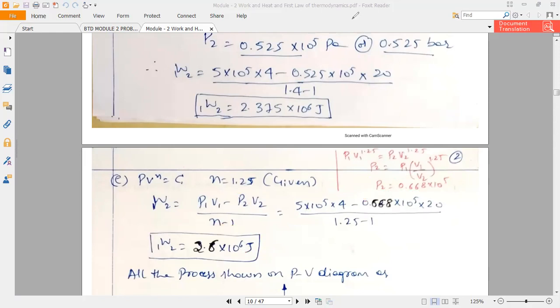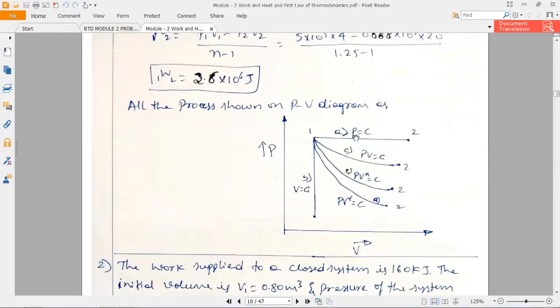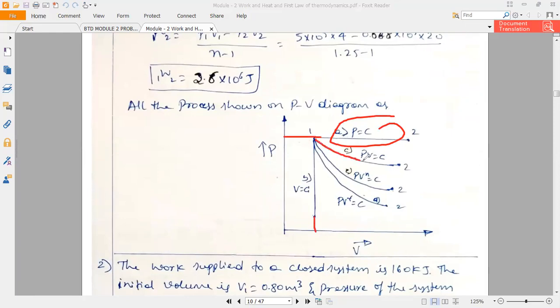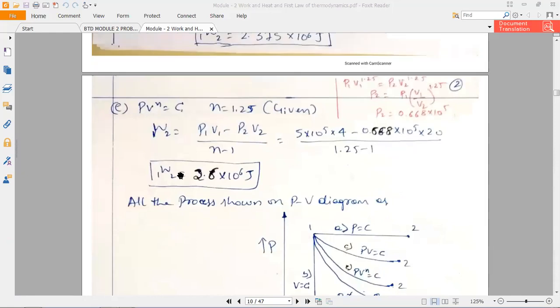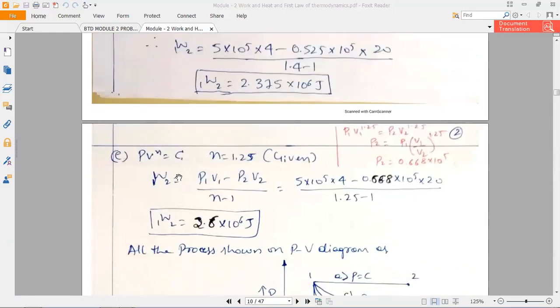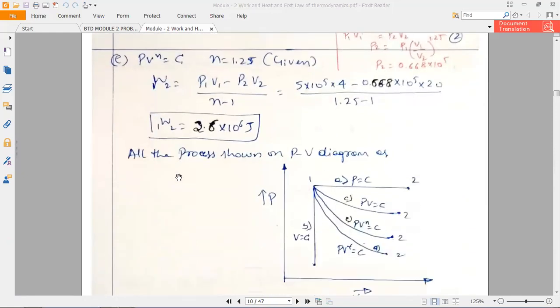Now let us show all the things on this diagram. The constant pressure process is this. Constant volume process is this, the constant volume. PV is equal to C, PV to the power of n is equal to C, PV to the power of gamma is equal to constant. This is PV to the power of gamma and this is PV to the power of n.